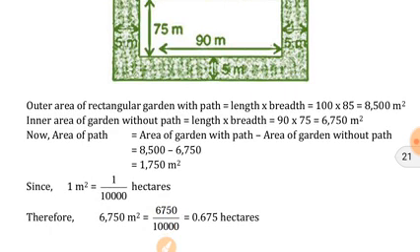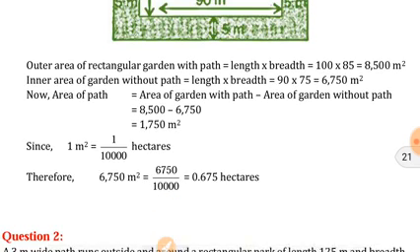But we need it in hectares. We know 10,000 meter square is equal to 1 hectare, so 1 meter square is equal to 1 by 10,000. So 6750 meter square is equal to 6750 divided by 10,000. It is nothing but 0.675 hectares.